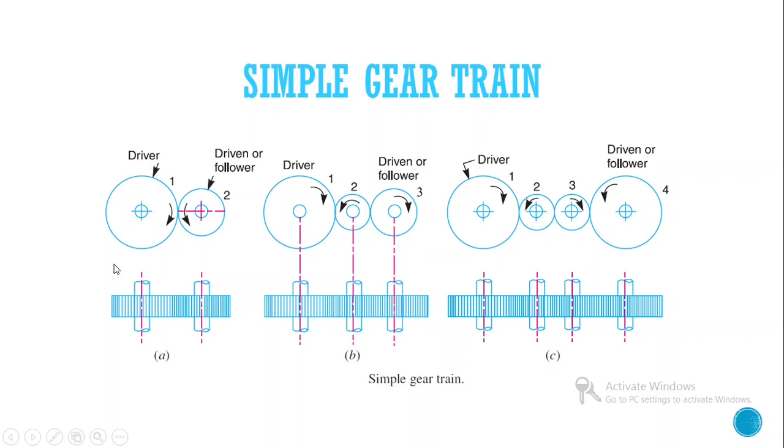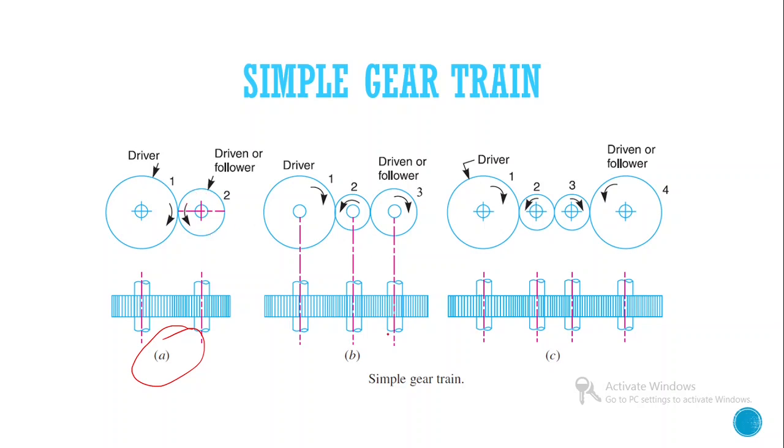Then in the simple gear train, here we can see three different pictures. All of these three pictures represent simple gear trains. In the first figure, figure A, there is one driver gear and one driven gear, or follower. Here the driver rotates in the clockwise direction, then the driven or follower gear rotates in the anti-clockwise direction.